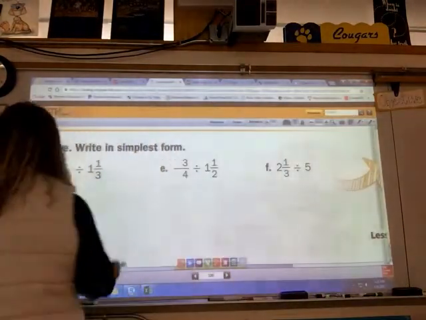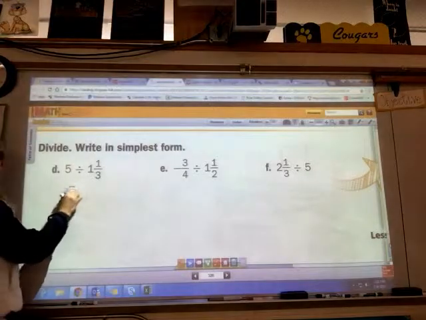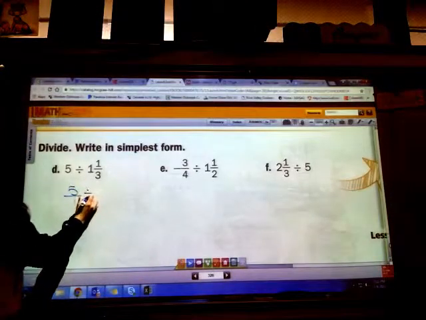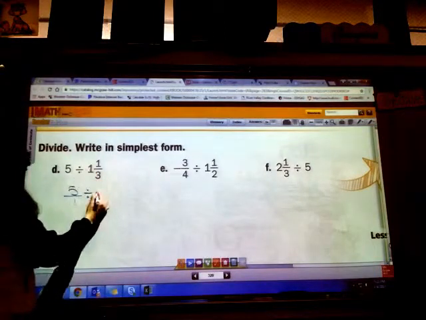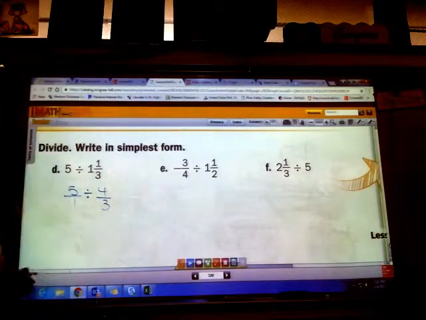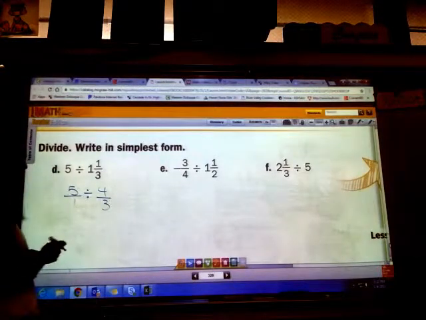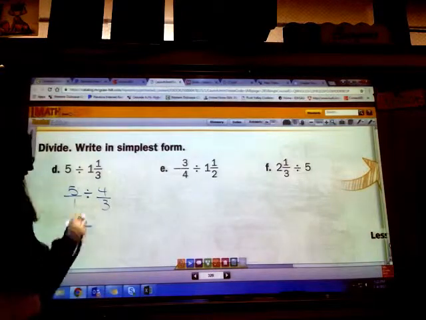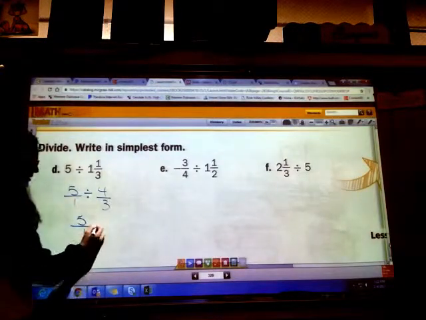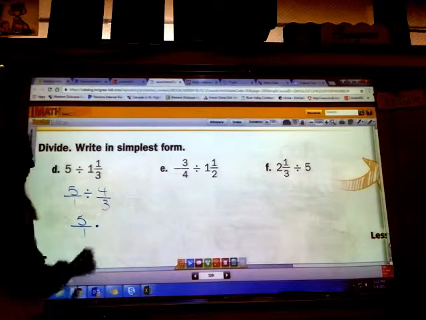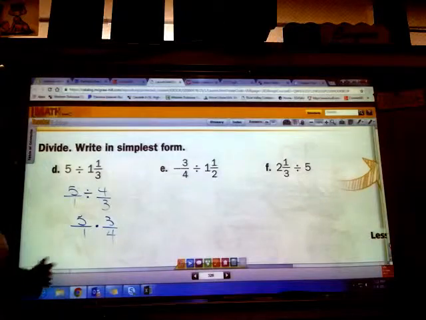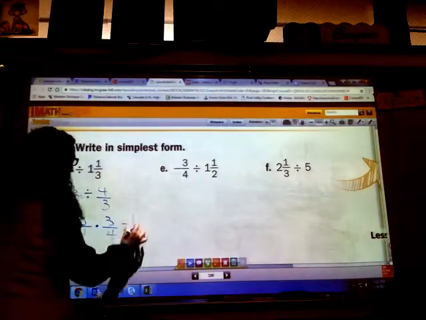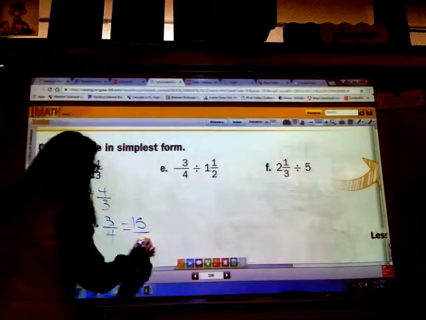When we take a look at letter D, remember I have 5, so that'd be the same as 5/1. I'm going to leave division yet. I'm going to rename 1 1/3 as an improper fraction, which would be 4/3. Now I have two fractions, so I'm going to go ahead and rewrite it as a multiplication problem. So 5/1, first one stays the same. Division changes to multiplication. Reciprocal of 4/3 would be 3/4. Can I cross reduce anywhere? No, I cannot. So 5 times 3 is 15. 1 times 4 is 4.